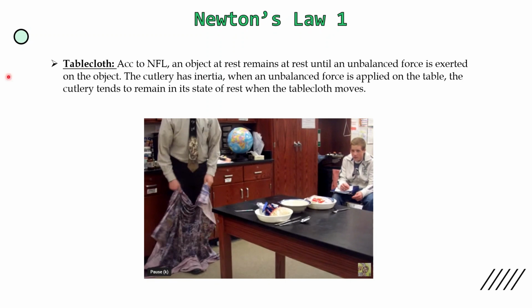This is the last example that you have just witnessed, which is the tablecloth. The cutlery has inertia when an unbalanced force is applied on the table, meaning the man pulling the tablecloth. The cutlery tends to remain in a state of rest when the tablecloth moves, because the cutlery doesn't have enough time to overcome the inertia.